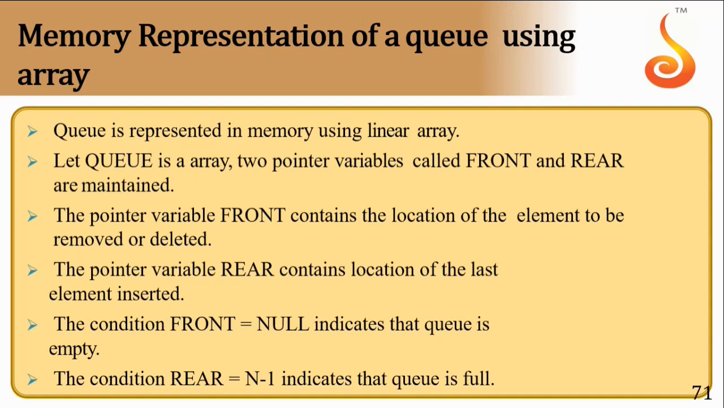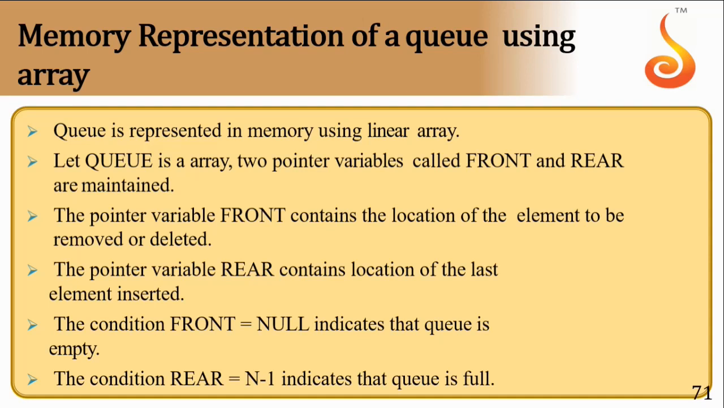So what are the operations on a queue? The operations on a queue are queue insertion, that is enqueue, and queue deletion, that is dequeue. Also, a queue is represented in memory using a linear array. Here I am talking about the representation of a queue using an array. Let queue be an array with two pointer variables. Why do I need two here? Because, I am talking about a simple queue here, the insertion happens from the rear of the queue, which is taken care of by a pointer rear, and the deletion happens from the front of the queue, which is maintained by the pointer variable front.